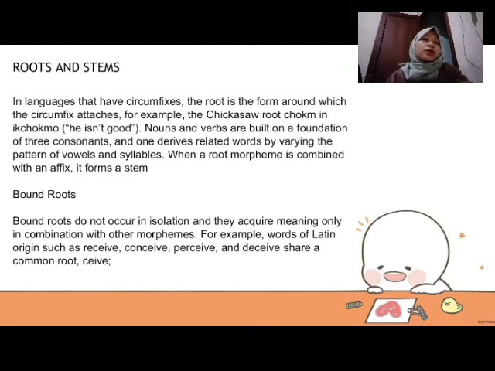Bound words. Bound words do not occur in isolation, and they acquire meaning only in combination with other morphemes. For example, words of Latin origin such as receive, conceive, perceive, and deceive share a common root, ceive.